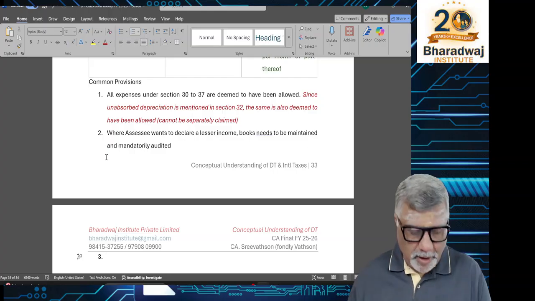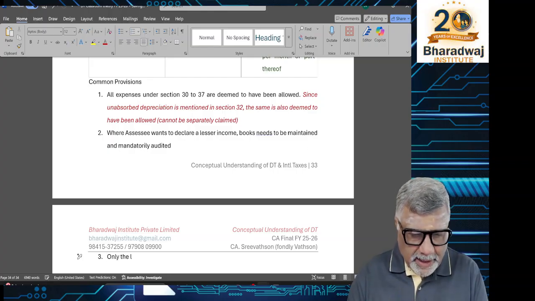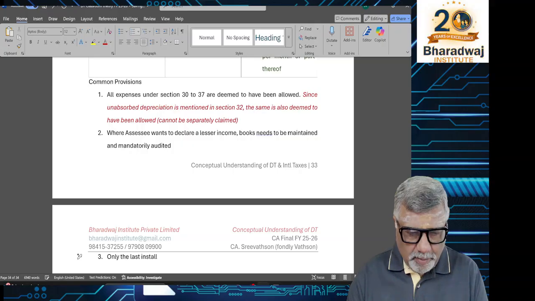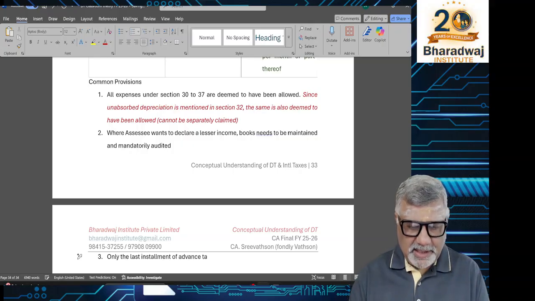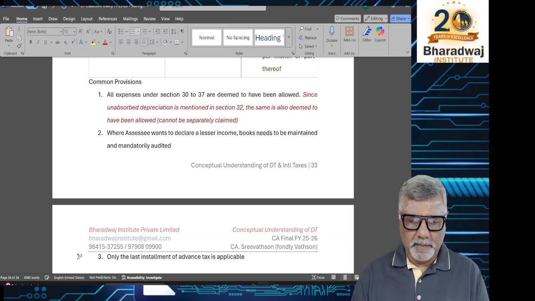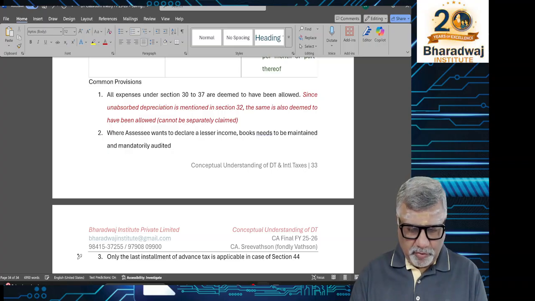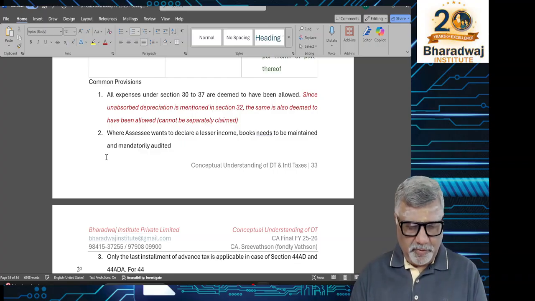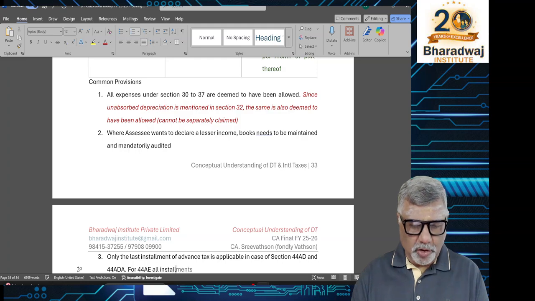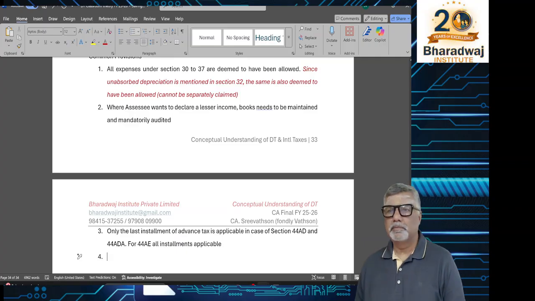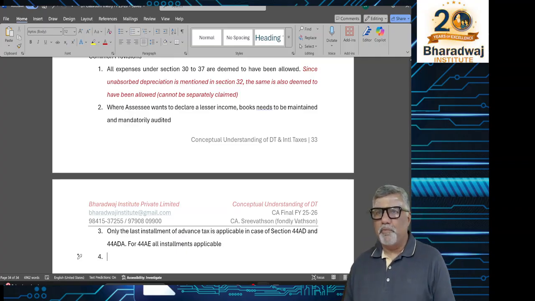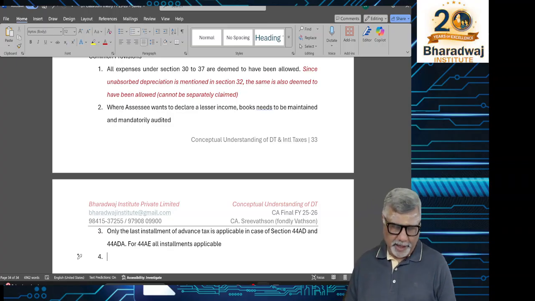Am I clear? Okay. Only the last installment of advance tax is applicable in case of section 44AD and 44ADA. For 44AE, all installments are applicable. So 234C will come only for 1 month in 44AD and ADA, not for 44AE.